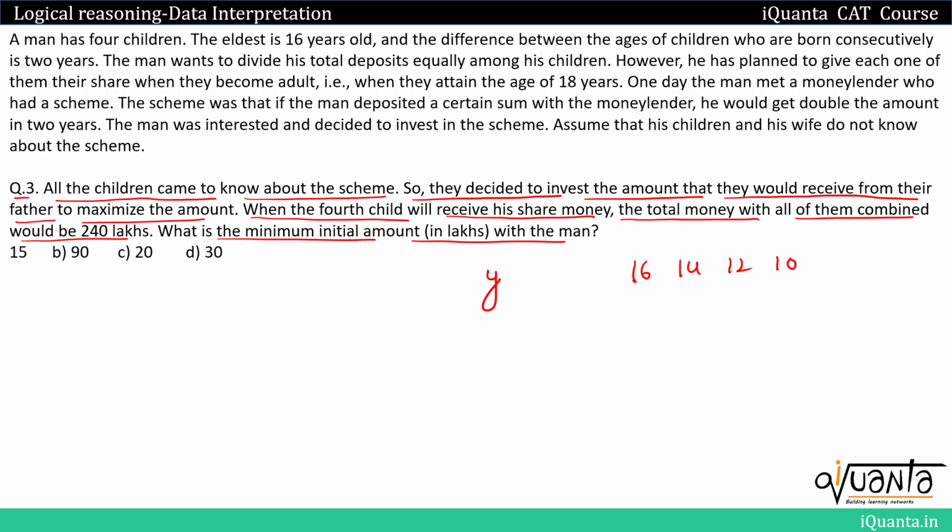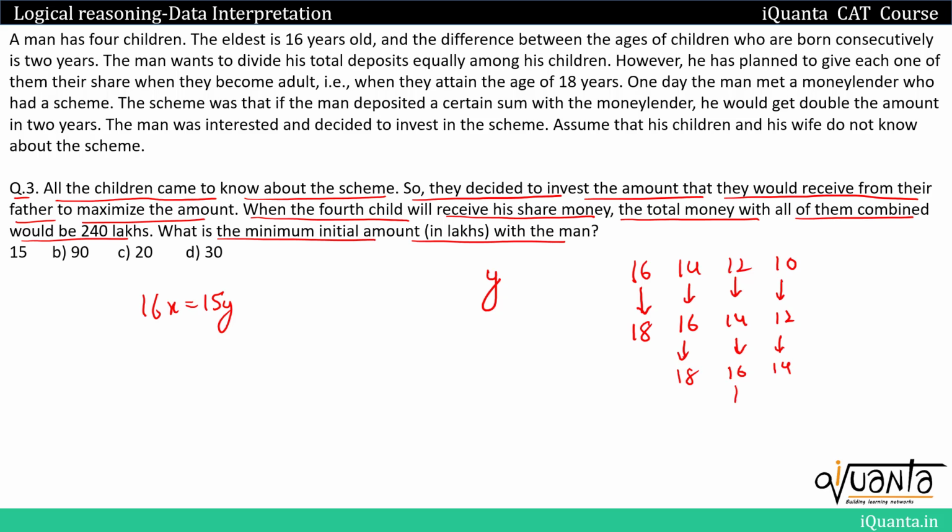We also know the equation that we were getting initially. It was 16x equal to 15y. So now we also know that the children are also investing their money. So when this 16-year-old child becomes 18, he'll be getting his money. This 14 would become 16 at this time, 12 would become 14, 10 would become 12. Then 2 years later, this 16 will be becoming 18, he'll be getting his money. 14 would become 16, 12 would become 14.